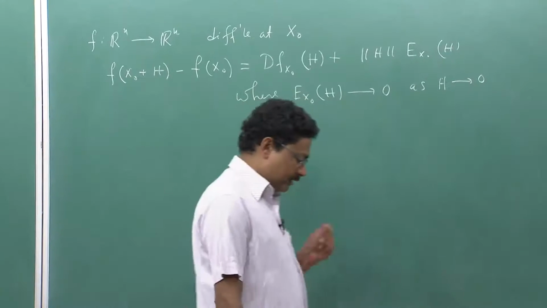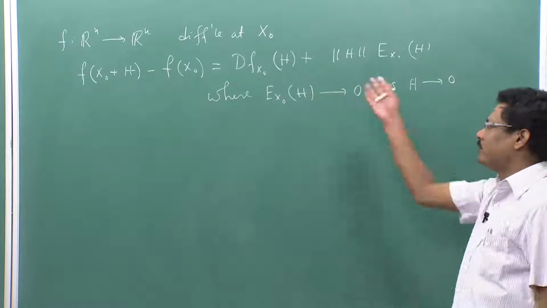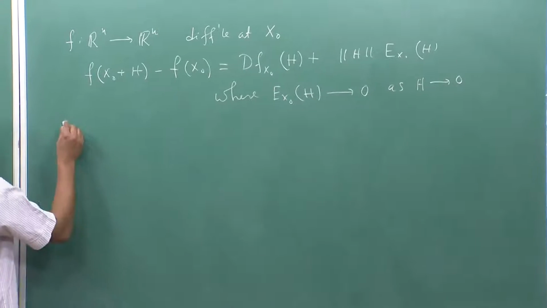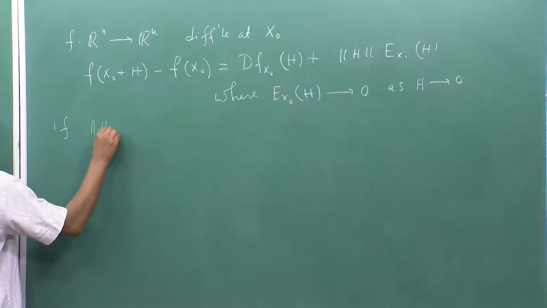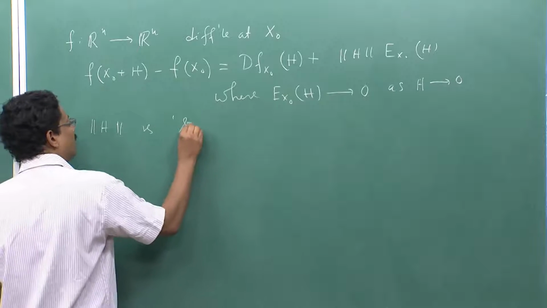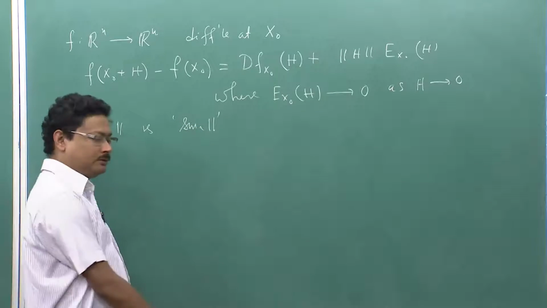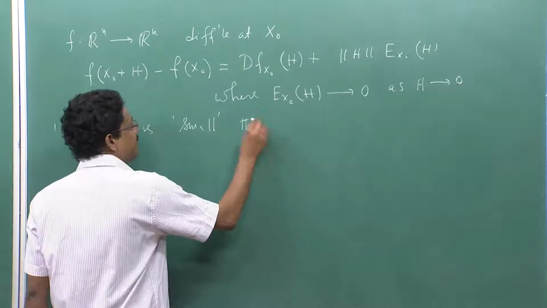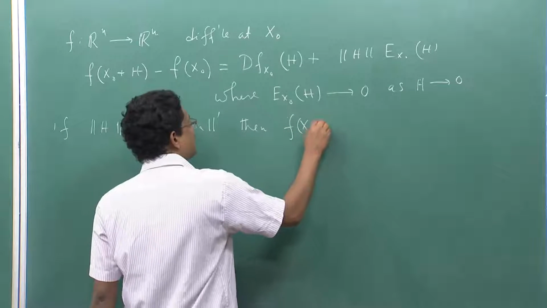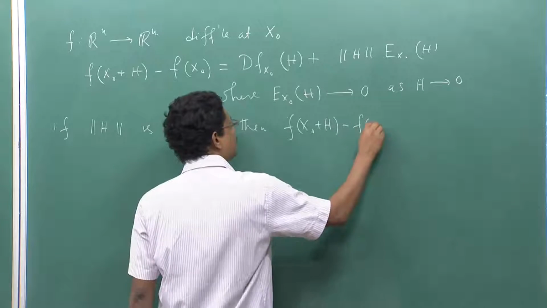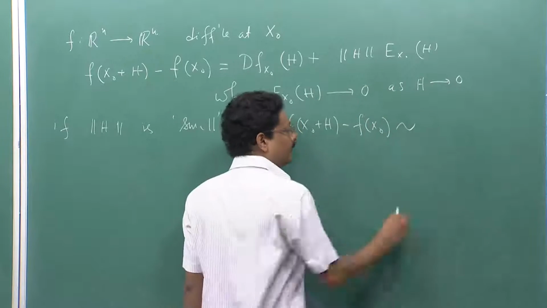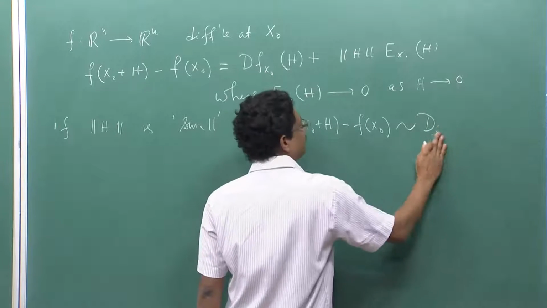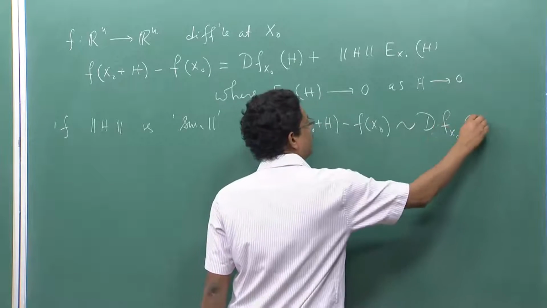Anyway, let us come back to the general setup. This is about the differentiable function, this is the definition. What it says, and we have used it many times, is that if h is small, in the sense that the remainder goes to 0 as h goes to 0, then f of x naught plus h minus f of x naught is approximated by the derivative d f of x naught at h.